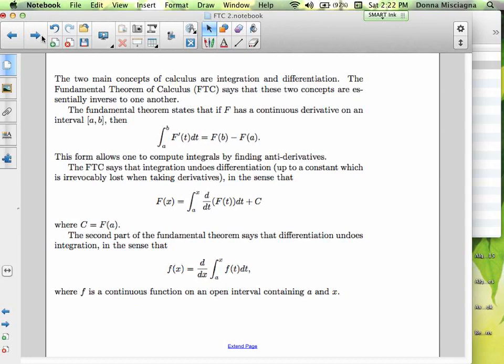The fundamental theorem of calculus says that integration undoes differentiation up to a constant, which is irrevocably lost when taking derivatives. So in a sense, the integral of the derivative of the function is our original function again. If this is the derivative of the function over here, and we integrate it, we get back to the original function, and then we have to add the constant in because it gets lost.